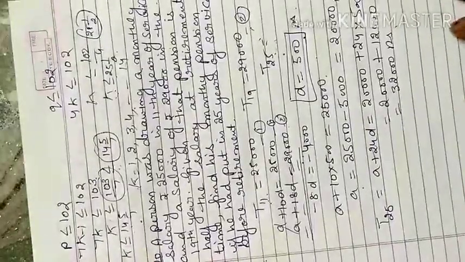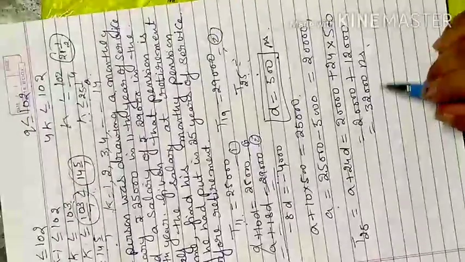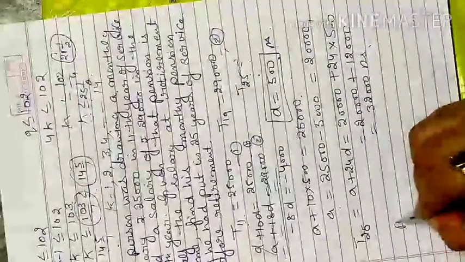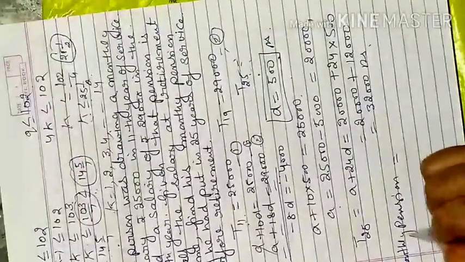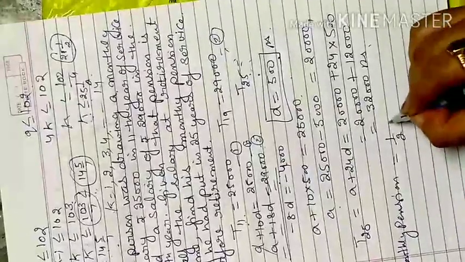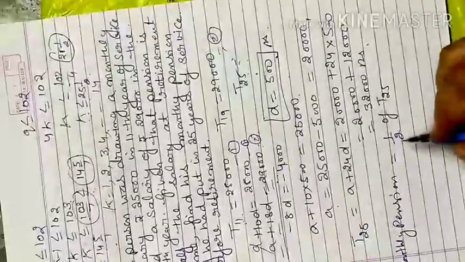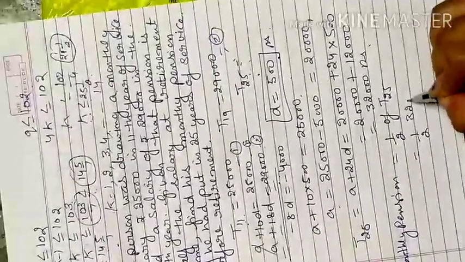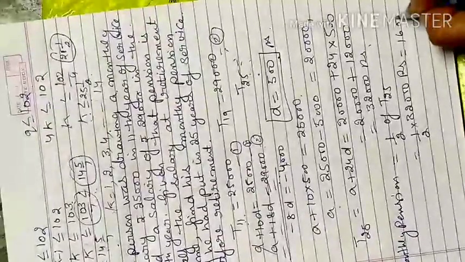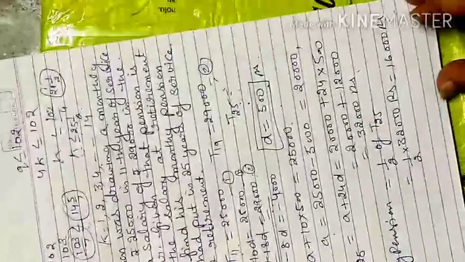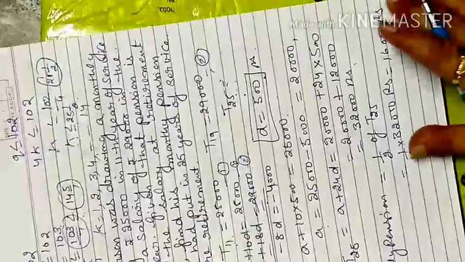That means at his age of retirement, his salary was 32,000. Now you have to find the pension. Monthly pension, according to the statement, is half of the salary he was receiving in the last year of his service. So that is half of 32,000 rupees, that is 16,000 rupees. That means his salary after retirement is 16,000 rupees per month.